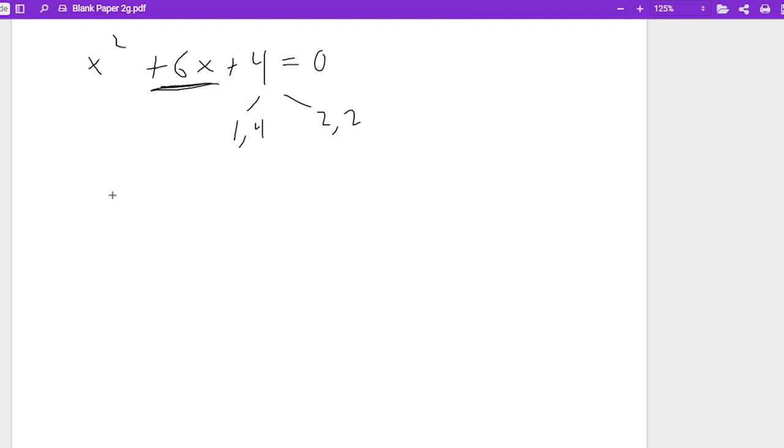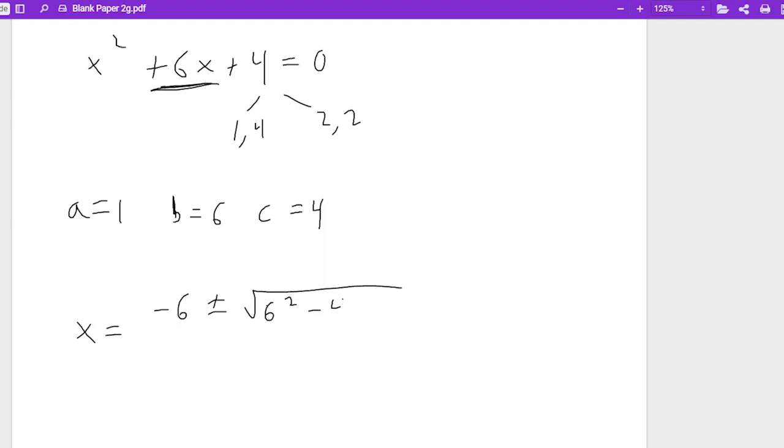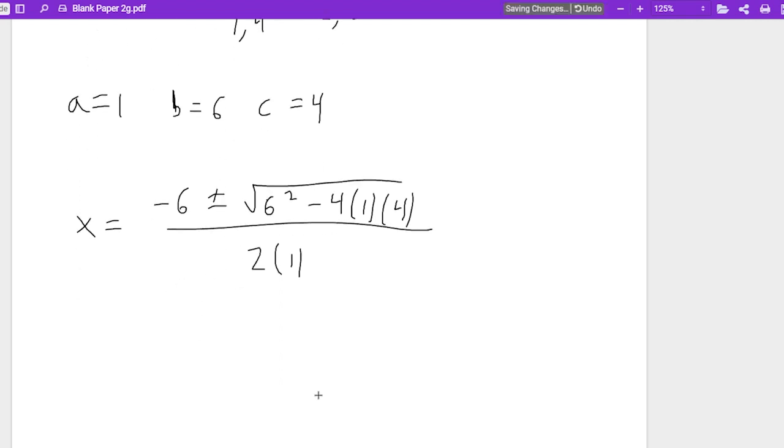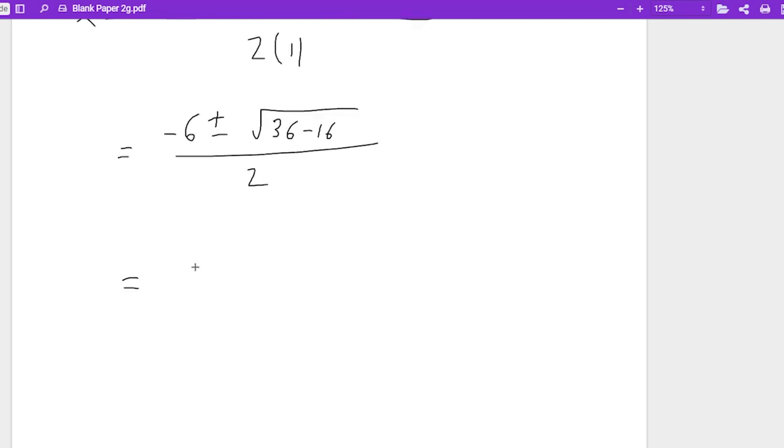So that means we're using the quadratic formula where a is 1, b is 6, and c is 4. So x equals negative 6 plus or minus the square root of 6 squared minus 4 times 1 times 4, all divided by 2 times 1. Okay? And this one's actually not too bad at all, at least not yet. Negative 6 plus or minus the square root of 36 minus 16 over 2. And then we can say negative 6 plus or minus the square root of 20 over 2.